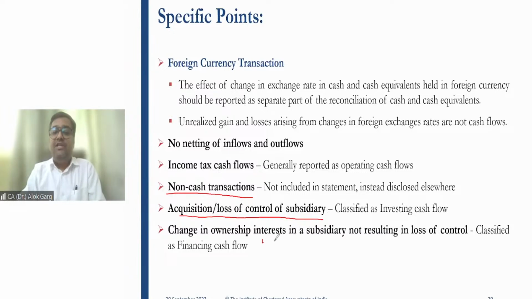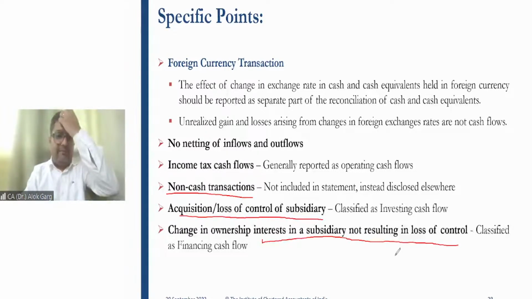But if there is a change in ownership interest in a subsidiary, not resulting in loss of control, for example, the company was having a 90% stake and now the company is selling a 20% stake. Why? Because the company needs funds.